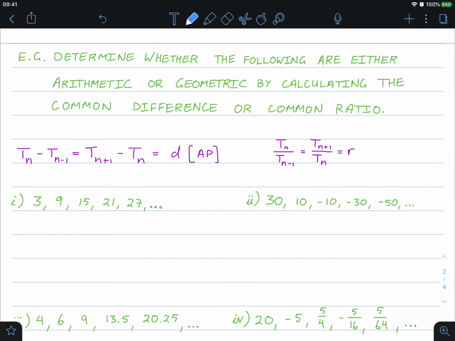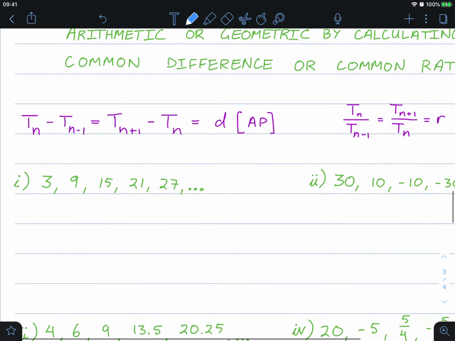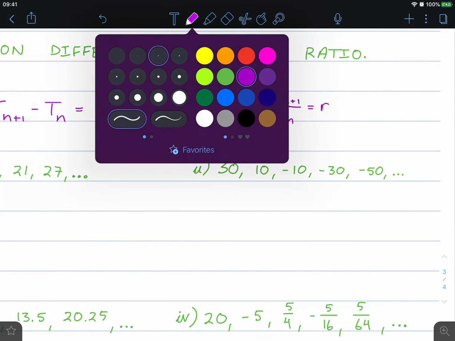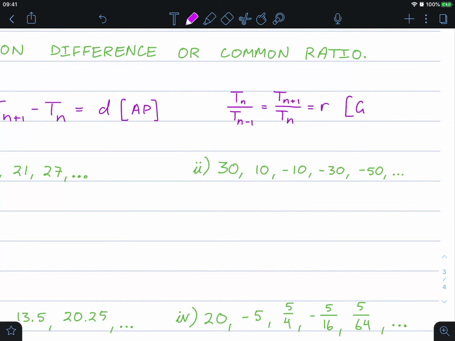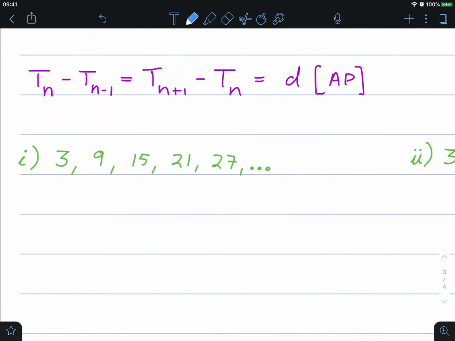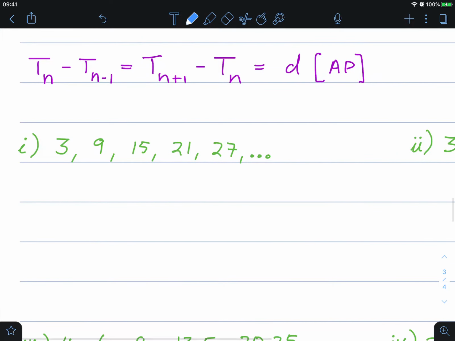Determine whether the following are either arithmetic or geometric by calculating the common difference or common ratio. And in case you've forgotten, this is an arithmetic series. This one here, I forgot to write down, would be a geometric progression or geometric sequence. So here we go. For this, you can just start testing either one. I'm just going to pick the number 9, and let's always test the arithmetic sequence first.